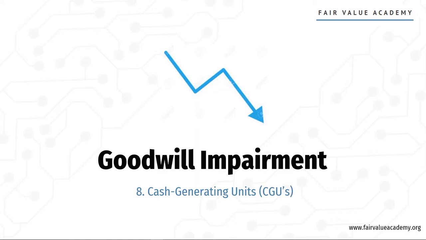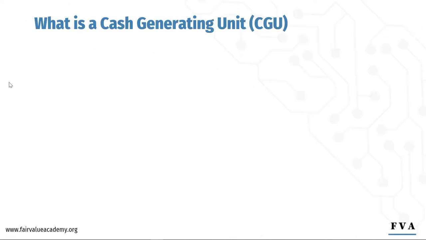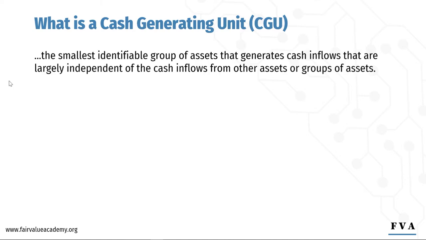In this session, we will cover cash generating units or CGUs in relation to goodwill impairment. What is a cash generating unit or CGU? It's defined as the smallest identifiable group of assets that generates cash inflows which are largely independent of the cash inflows from other assets or groups of assets. It's a mouthful. What does it actually mean?